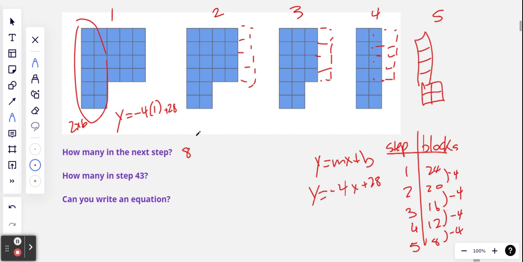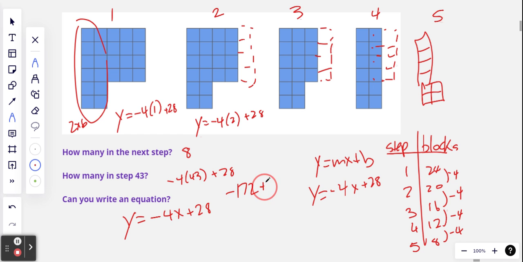Let's try that with another step to make sure it works. So here, y equals negative 4 times step 2 this time, plus 28. And negative 4 times 2 is negative 8, plus 28 is a positive 20. And that's how many we've got. You can check that again with step 3 and step 4, but I'm pretty confident in this equation. y equals negative 4x plus 28. Now, usually to determine how many blocks there are in step 43, we'd just plug 43 in for x. So let's try that and see what we get. Negative 4 times 43 plus 28. So 4 times 43, that's 160 plus 12, negative 172 plus 28. That's going to be a negative 144.